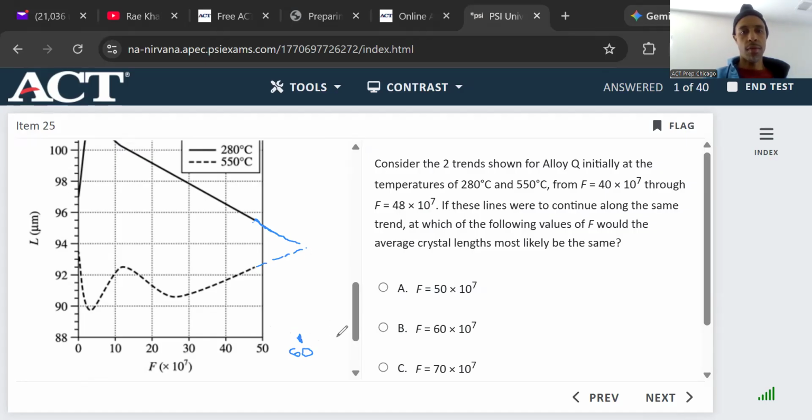So I'd say 60. 70 would be over here. They would be way past where they met. So I would say 60. So it's about continuing the trends that you already see there. So it'd be 60. Very good.